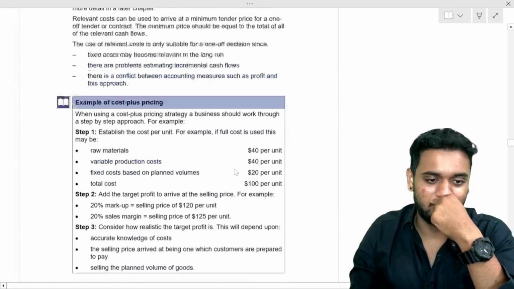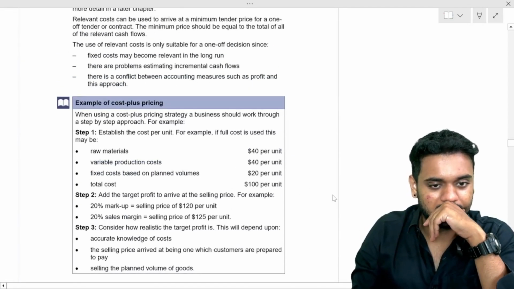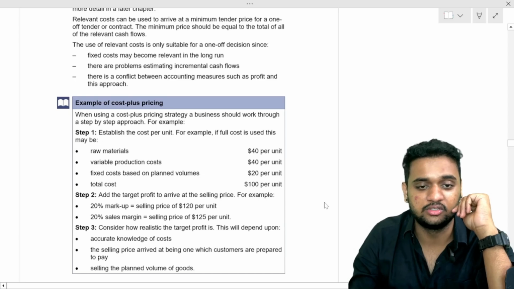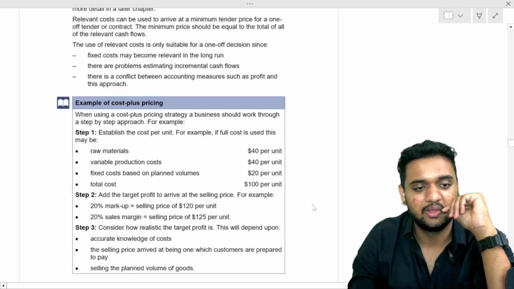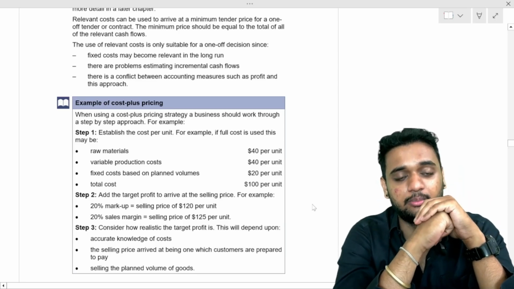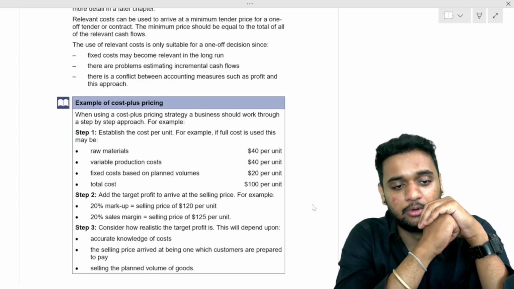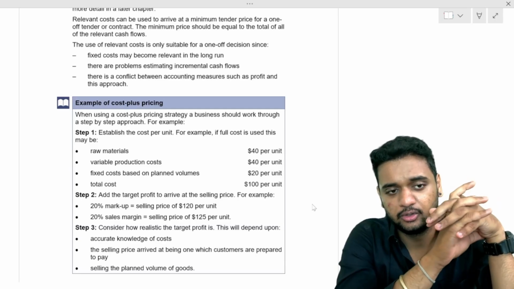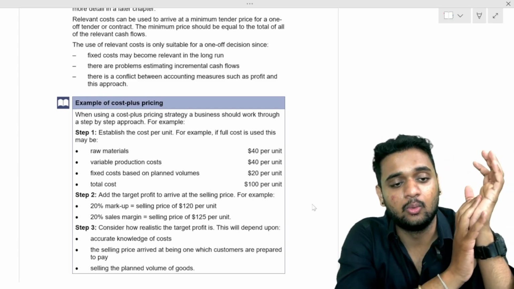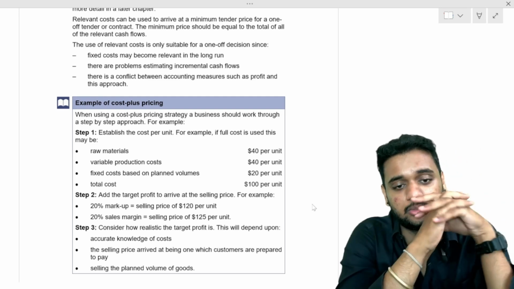One question we will do, you will understand. Okay, come to that example now. Don't see the question, don't see the answer. Example of cost plus pricing question below. I will give you a question. Markup is 20%. What is my selling price in the question?